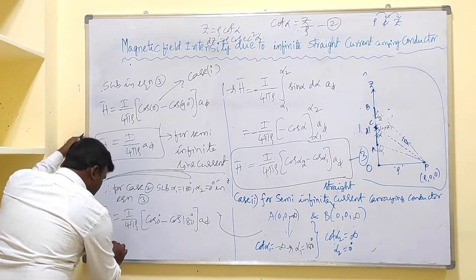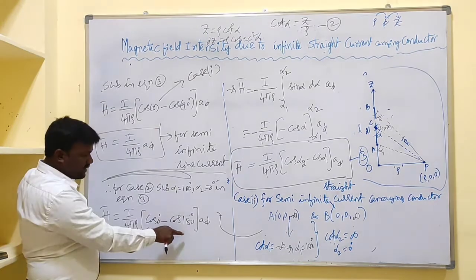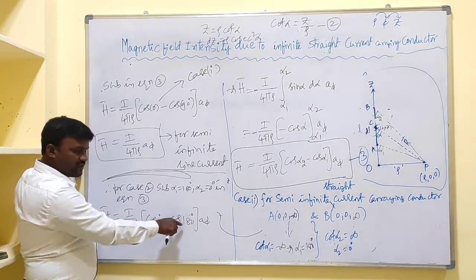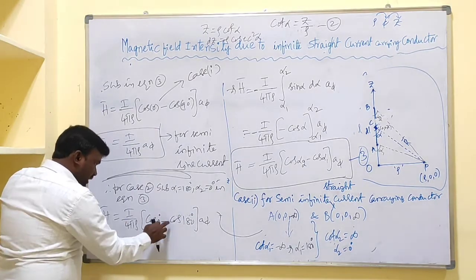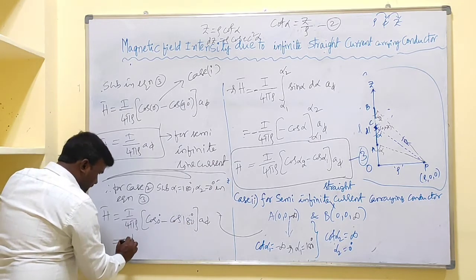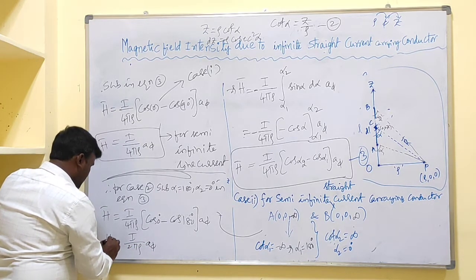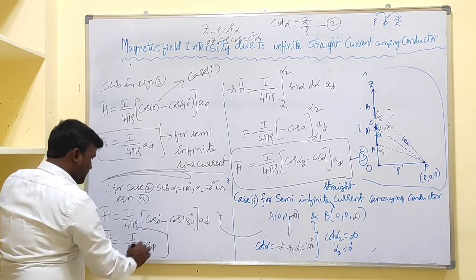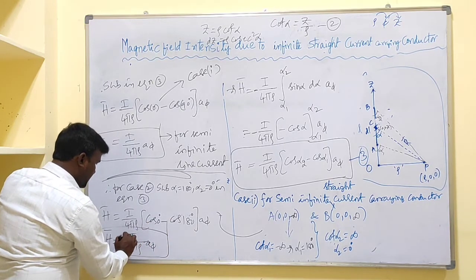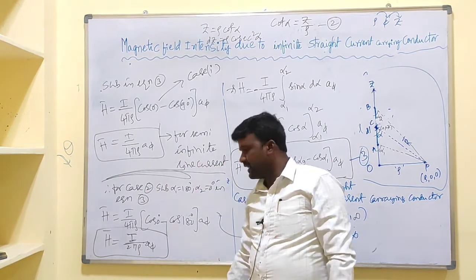And if you simplify this one, you will get what? Cos 0 degrees means 1, minus cos 180 means what? Minus 1. Minus of minus 1, that is plus 1. So here I will get this one as what? 2. So I by 4 pi rho into 2 can be simplified as what? I by 2 pi rho into a phi. This is what? Magnetic field intensity due to infinite line current.